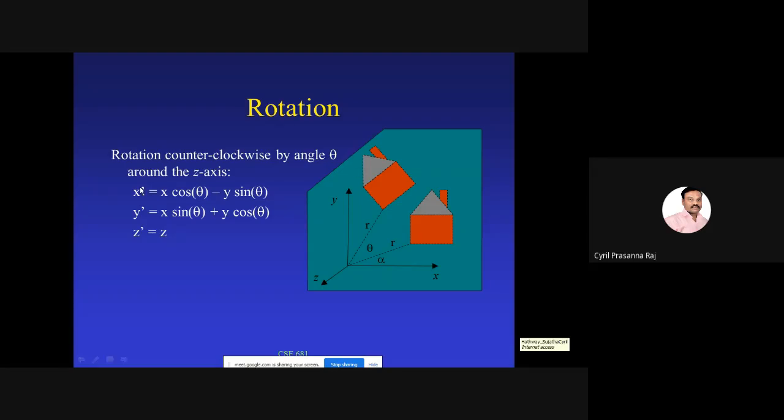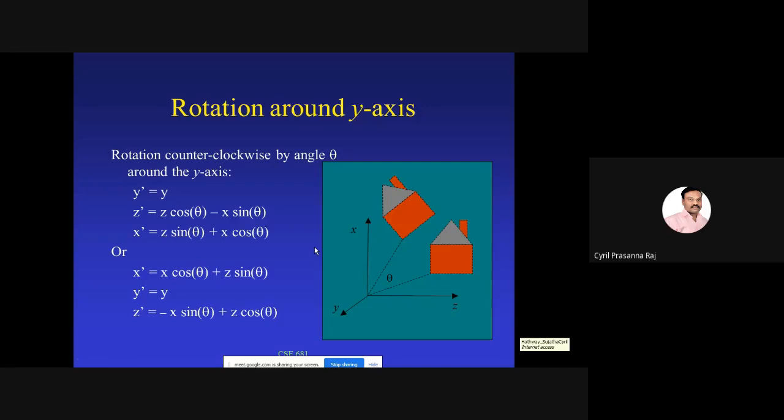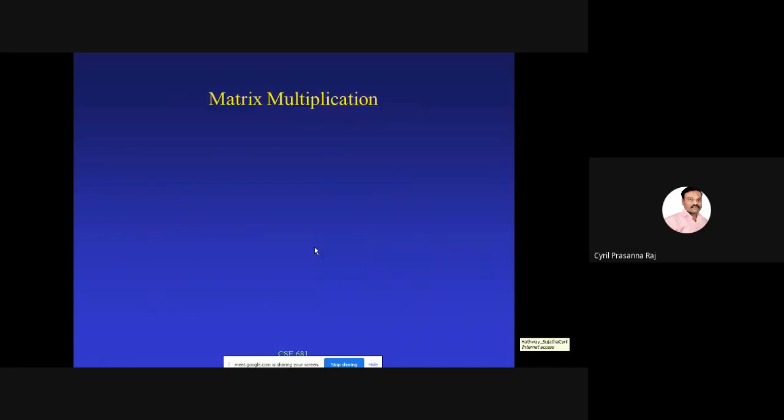If you are taking z as a reference and rotating the object along the z-axis, your x will change and y will change, and it is denoted as x cos theta minus y sin theta, and x sin theta plus y cos theta, along x dash and y dash, and z dash will remain as it is, it will be z. Like that, there are multiple rotations that can happen. You can even rotate along the x-axis, wherein there will be no change along the x-axis, it will remain as it is, but along the y and z axes there is rotation. Similarly, you can rotate along the y-axis.